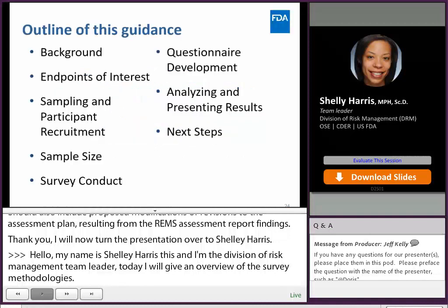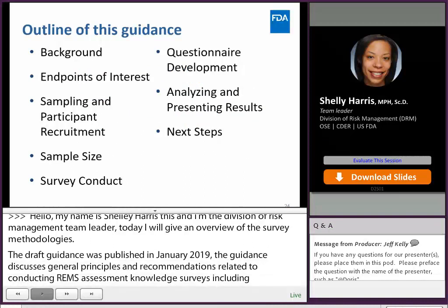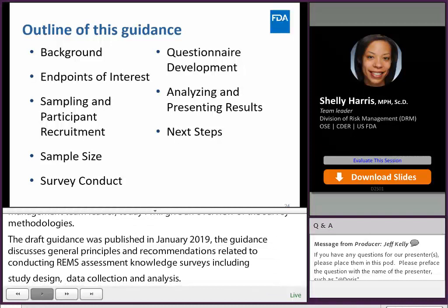This provides a general outline of the guidance and highlights areas I will discuss today. I will begin with some background about the guidance, discuss general components included in the guidance, and end with next steps.